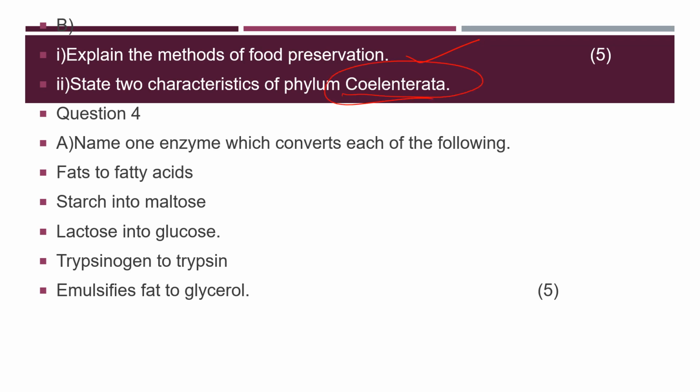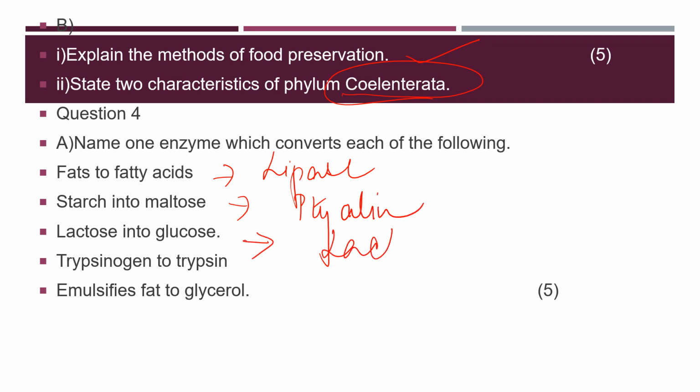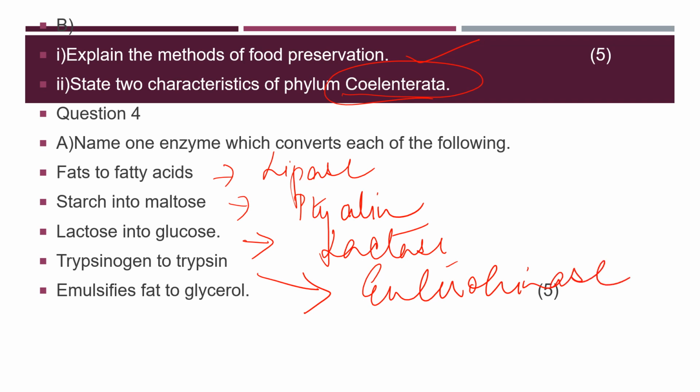So next let us move on to the fourth question. Name one enzyme which converts each of the following. Fats to fatty acids, the enzyme is lipase. Starch to maltose is ptyalin. Lactose to glucose is lactase. Trypsinogen to trypsin is enterokinase. And emulsified fat to glycerol is lipase or steapsin. Okay, so this is all about these enzymes. Let us move on to the next one.